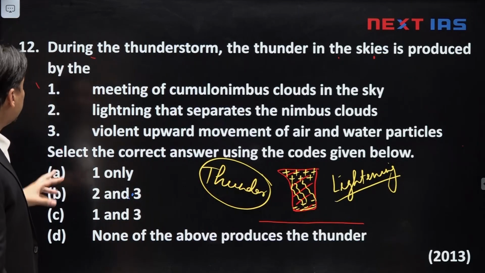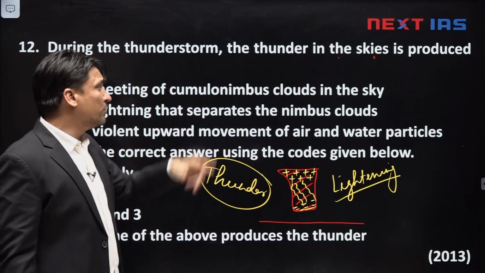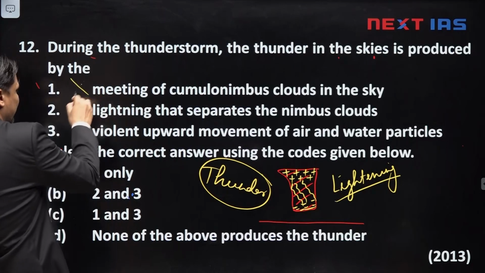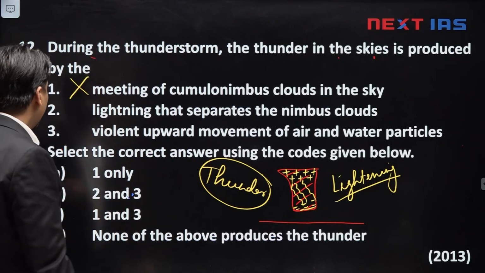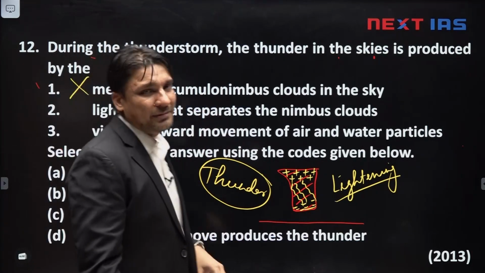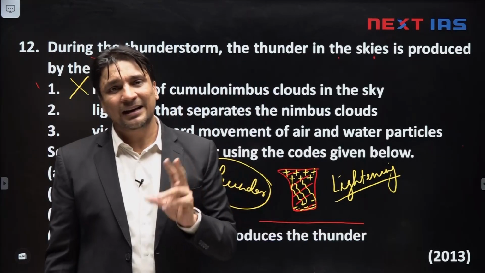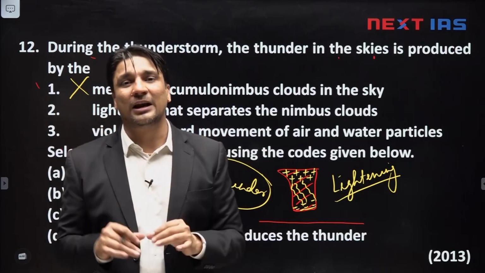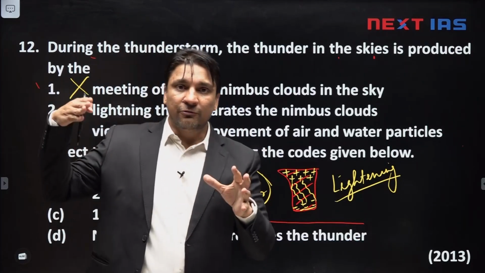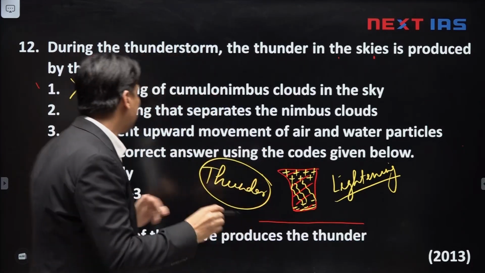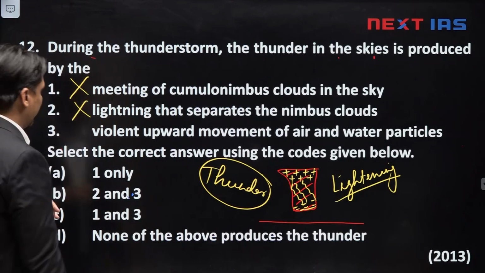So let's check the options. Meeting of cumulonimbus clouds in the sky. No, that is not the reason behind lightning or thunder. Lightning that separates the nimbus clouds. No, again incorrect. Although nimbus clouds are characterized by lightning, lightning does not separate two clouds. Lightning happens within the cloud. Okay, so this is also incorrect statement.